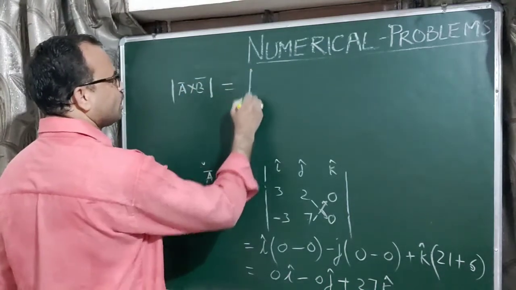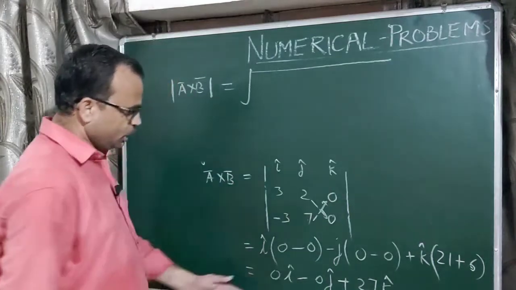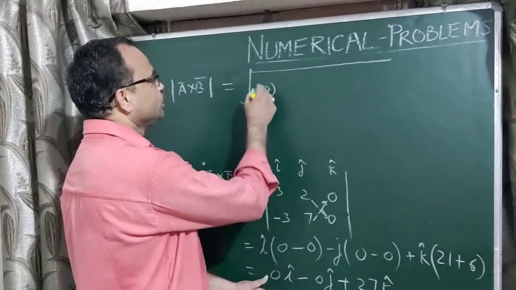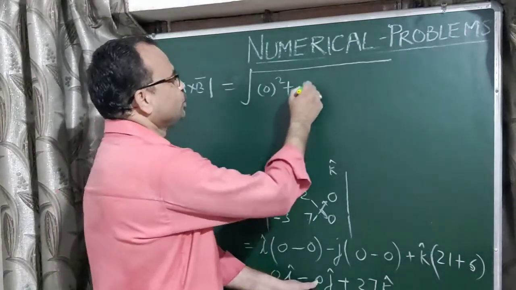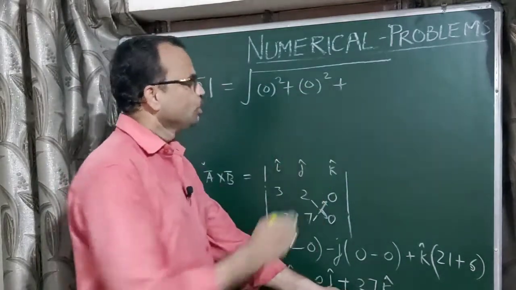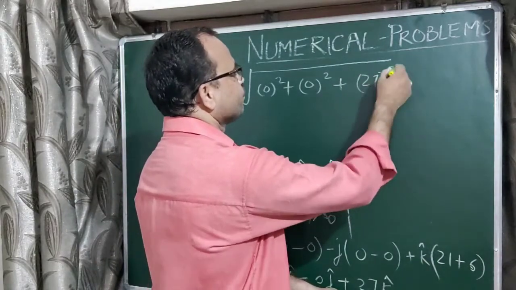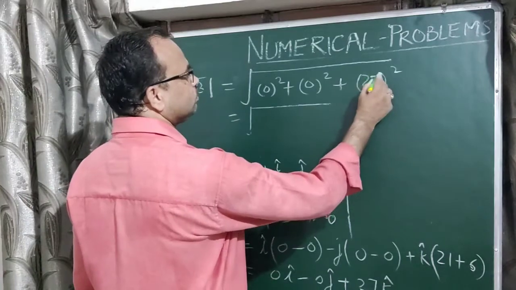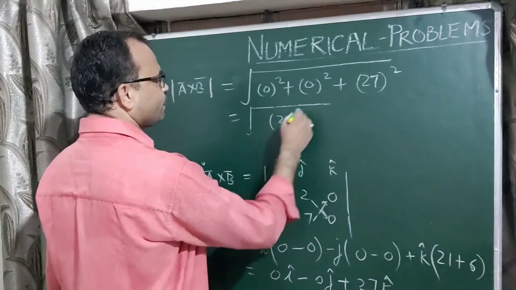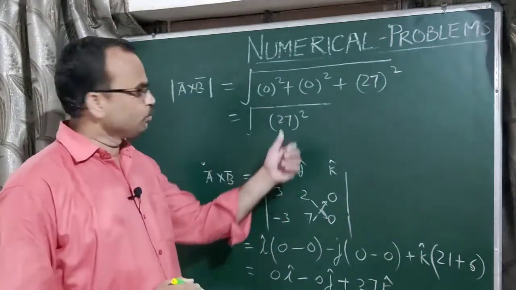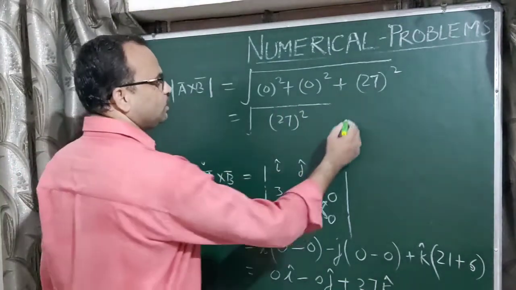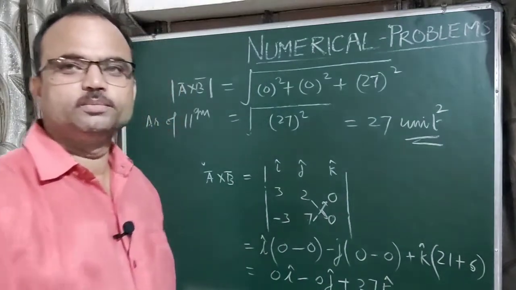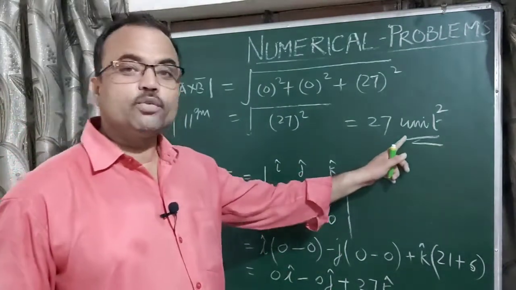Mod means magnitude. So under root, the squares of the coefficients of i, j and k added: 0 square plus again 0 square plus 27 square. Now the square and root mean power 1 by 2 into 2, so they cancel, leaving only 27 unit square. It is the unit of area.